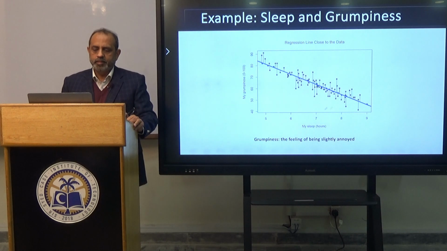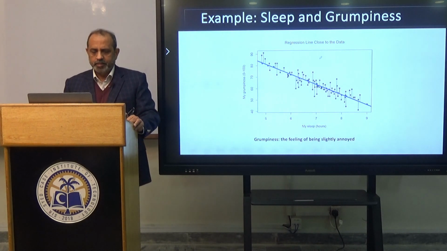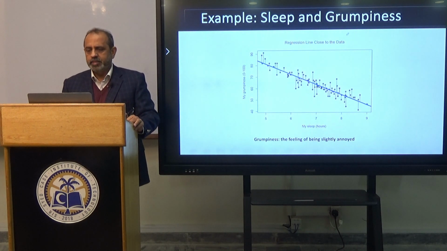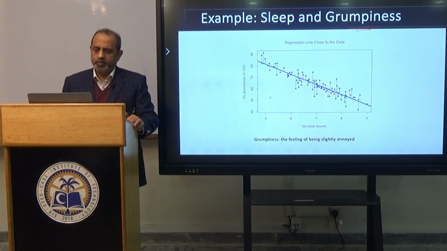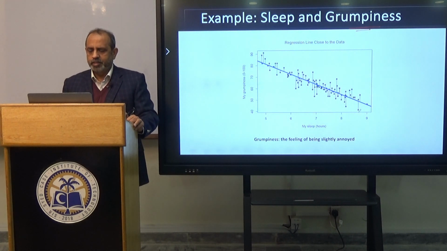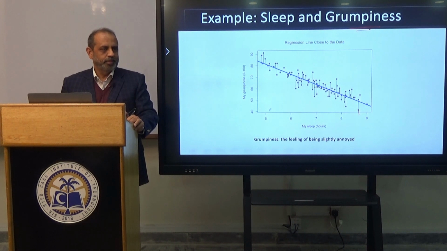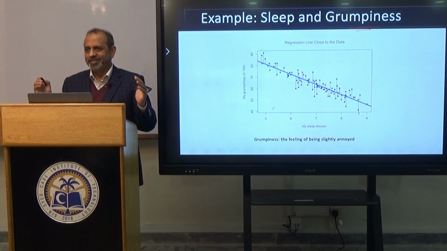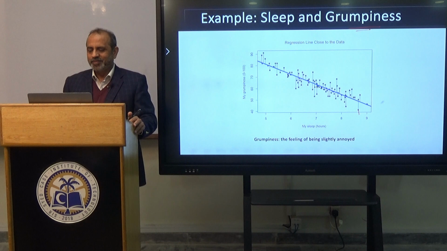Similarly, here is another example, which is very interesting data. Again real data, where sleep and grumpiness are related: you are sad, you are not happy, and you will have few hours of sleep, but when you are really very happy, you sleep more. Grumpiness is the feeling of being slightly annoyed, and that affects your sleep. That's why I say peace of mind is very important. Once you have peace of mind, you sleep more.